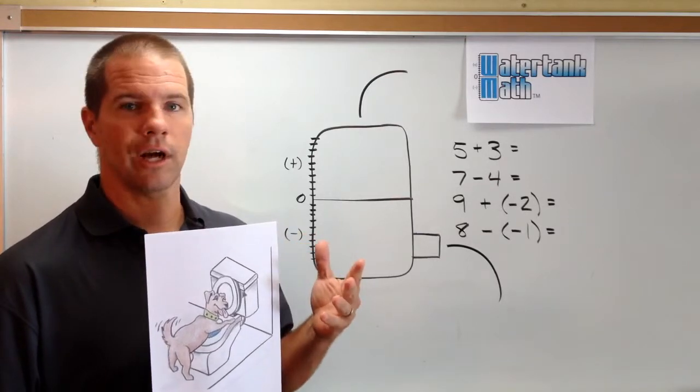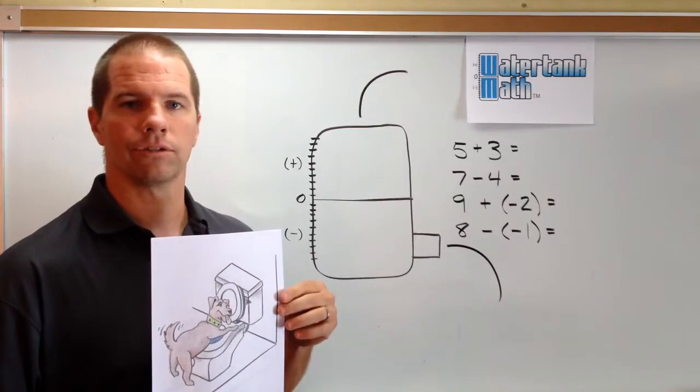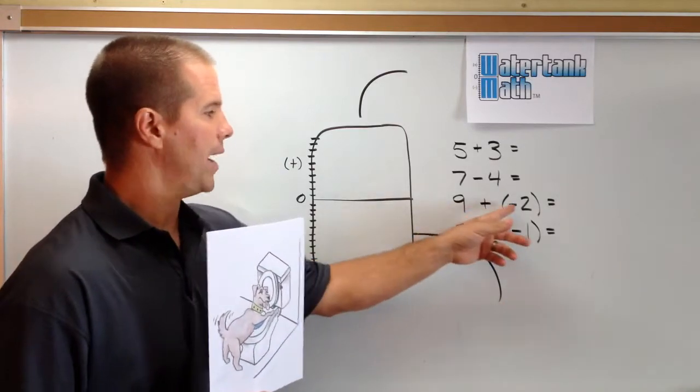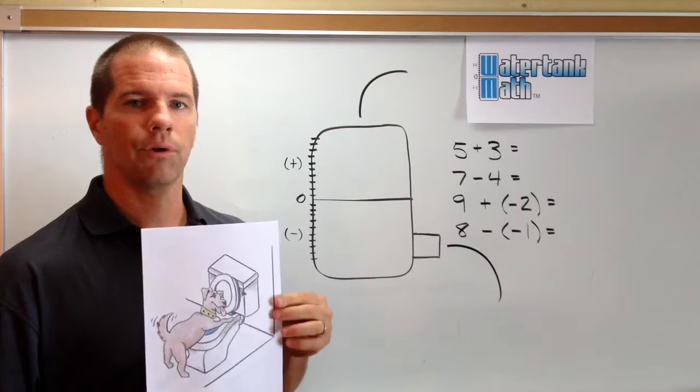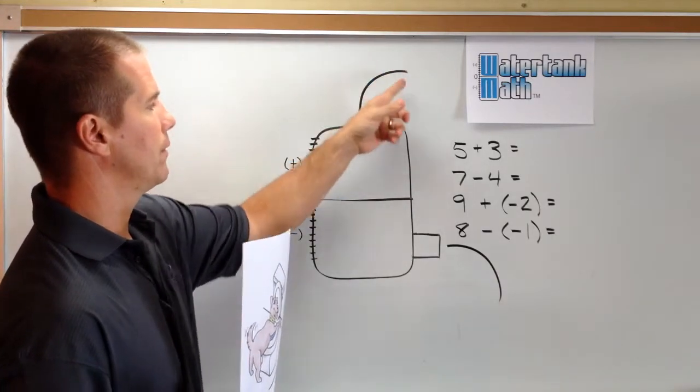Most kids understand this concept, have laughed about it, have seen this since the earliest of ages. So when you see a plus-minus on an expression, this is nothing more than a dog drinking water out of a toilet. So water is going to leave out the top.